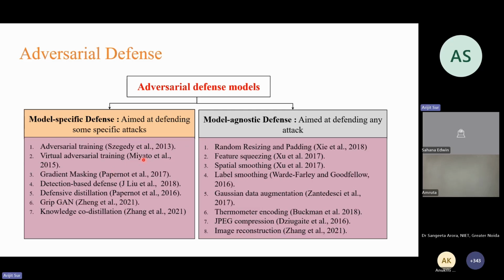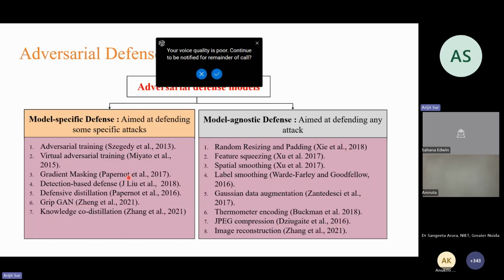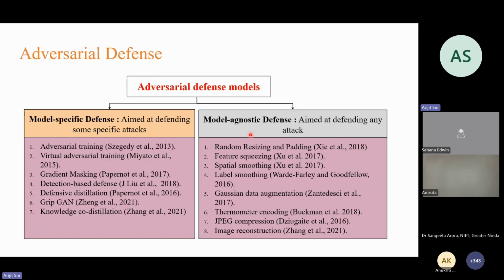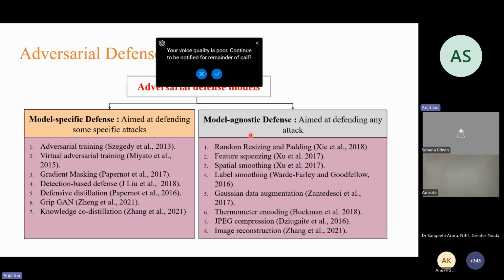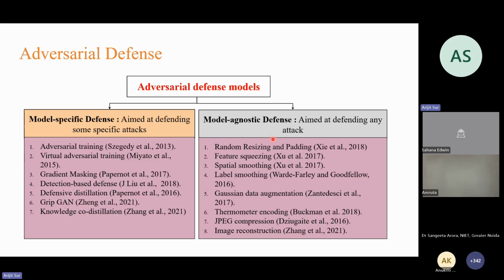Generally there are two types of defense. One is model specific, when we know the model. The other is model agnostic, when we don't know the model, aimed at defending against any attack or some specific attacks. These are very good papers that I have put here; if you want to go into details, you can. But first, let us understand this.